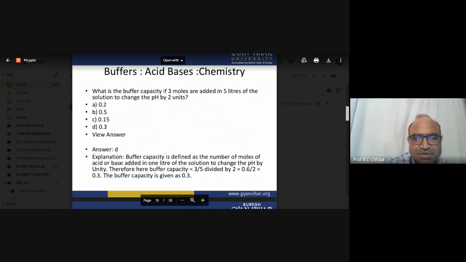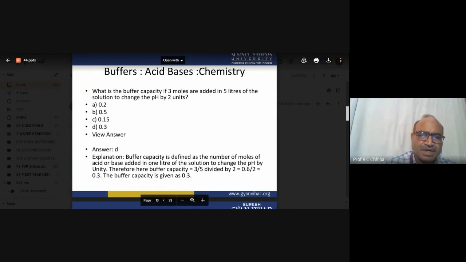number of moles of acid or base added to 1 liter of the solution to change the pH by one unit. Therefore, here buffer capacity will be 3 upon 5, divided by 2, that is 0.6 upon 2, and this is 0.3. So the correct answer is 0.3.